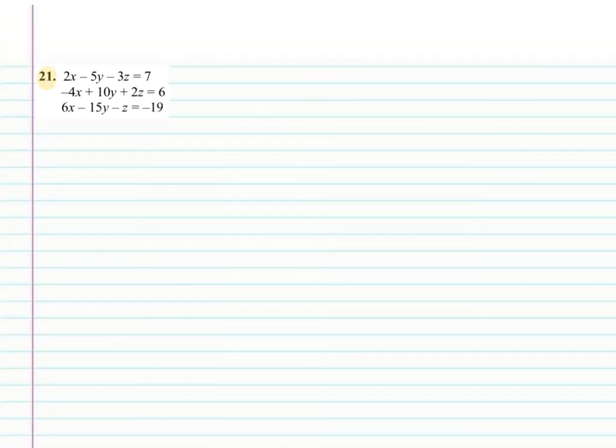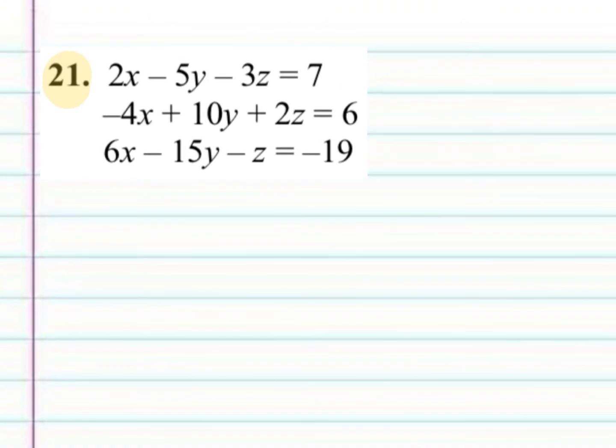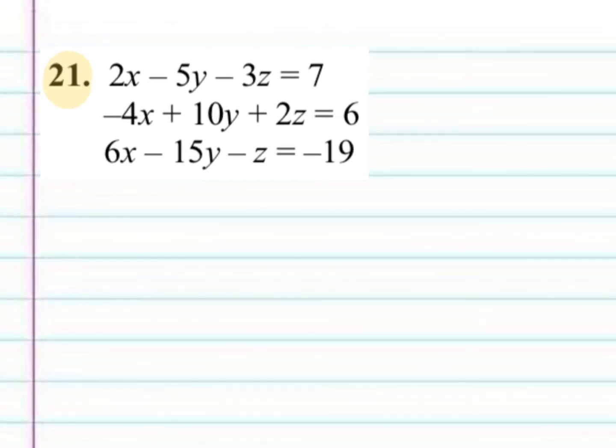All right, 21 is a special case problem. If you guys wanted to see a special case problem, let's do this one. What would you guys like to cancel, X's, Y's, or Z's? Y. Yeah, Y. So Y's are good, but then again, Z's are pretty easy as well, right?